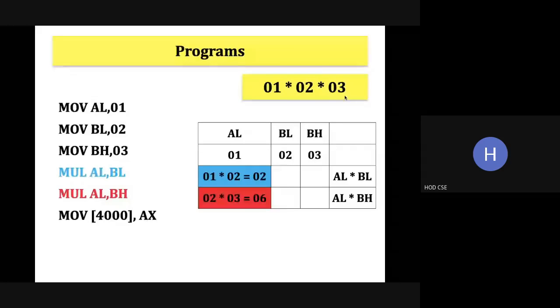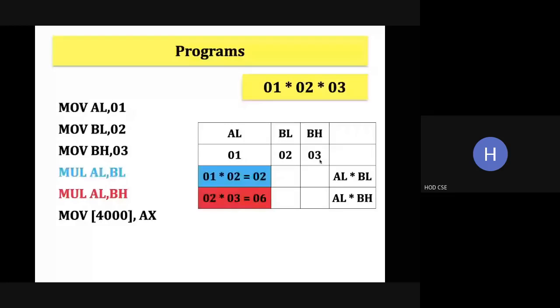Let me take AL as 01, BL as 02 and BH as 03. So all the data are made available in the registers. Now I'm going to multiply AL into BL. So AL is 01, BL is 02, and BH is 03. Now I am multiplying AL into BL. So 01 and 02 will be multiplied, and the result will be available in the accumulator AL register. Since I'm doing 8-bit multiplication, I'm selecting only AL.